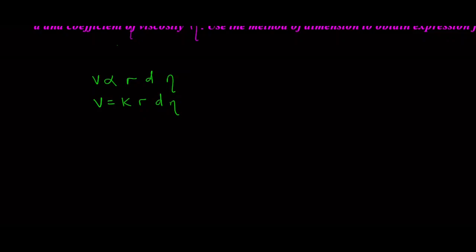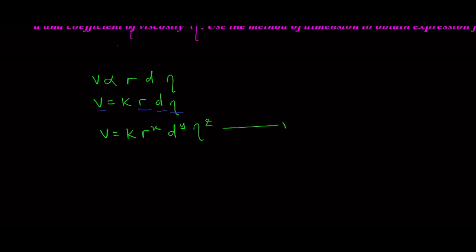Now, the next thing is to write it in terms of powers, give the independent variables power. We have three independent variables here. We have radius, density, then coefficient of viscosity, while velocity is the dependent variable. So how we're going to do this is to give them power by saying v equals k, which is a constant, so we will not give it power. That is r raised to power x, density raised to power y, then coefficient of viscosity raised to power z.